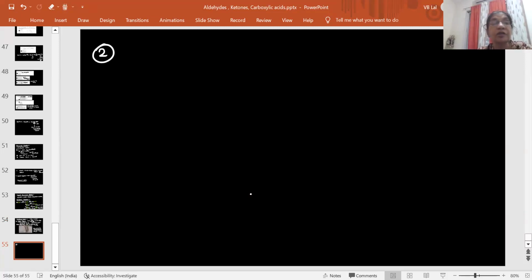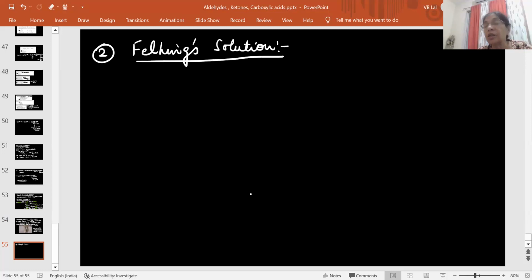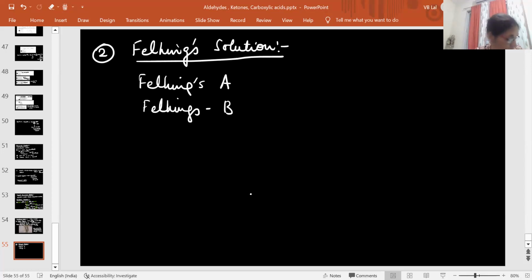Now, you have one more reaction, the second oxidizing agent, known as Fehling's solution. These reactions are important because you are going to use them in the lab to identify the aldehyde group. Both of these are commonly done in the lab. So what is Fehling's solution? Fehling's solution is a mixture of Fehling's A and Fehling's B.